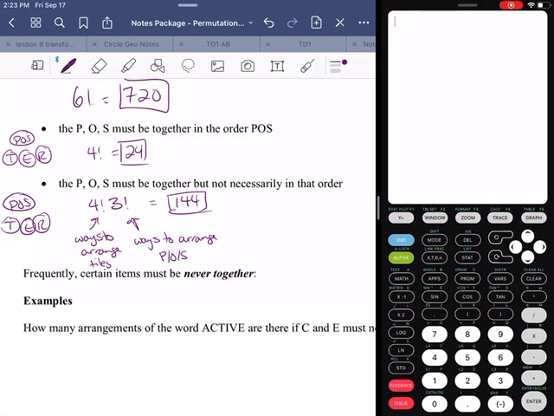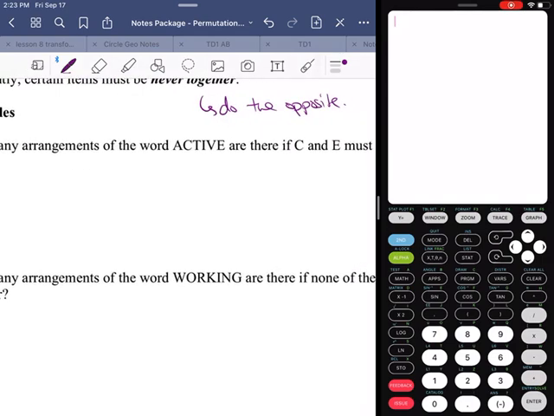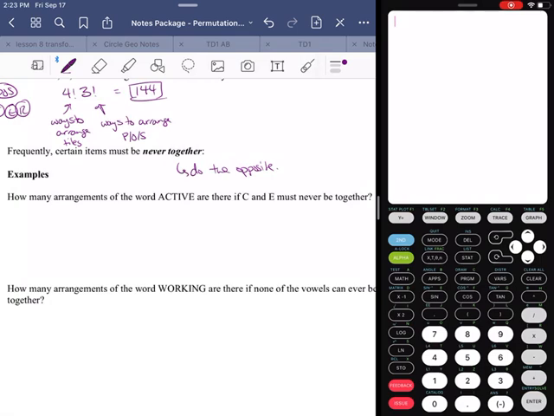Sometimes, or frequently, certain items must be never together, and in this case, do the opposite. Okay? So let's do an example here. How many arrangements of the word active if C and E must never be together? So what we're going to do is we're going to figure out the total ways, and then we're going to subtract the ways C and E can be together.